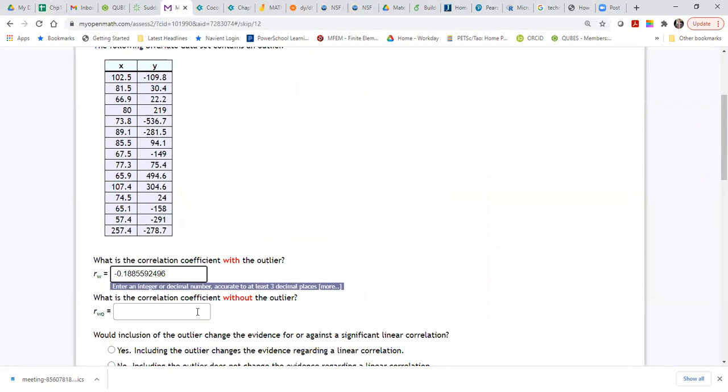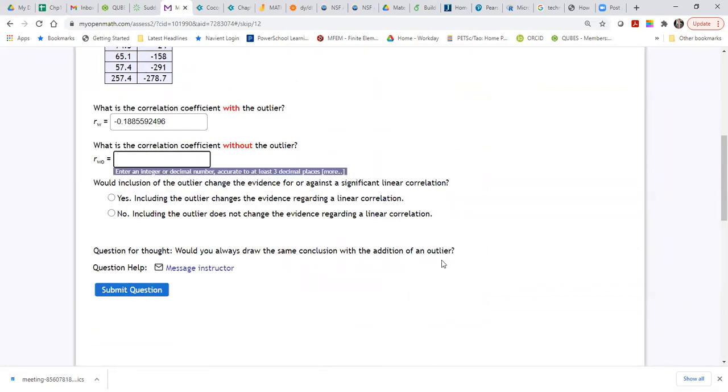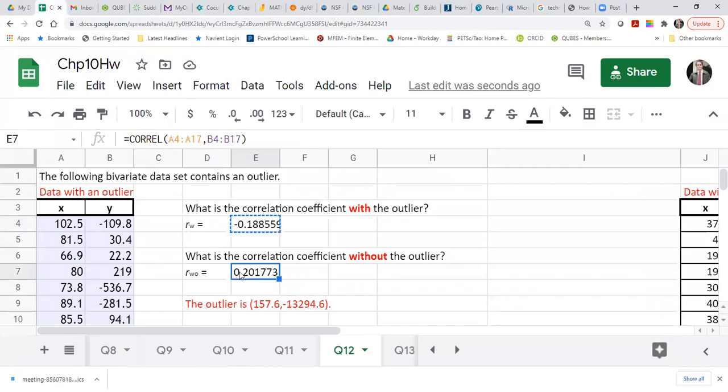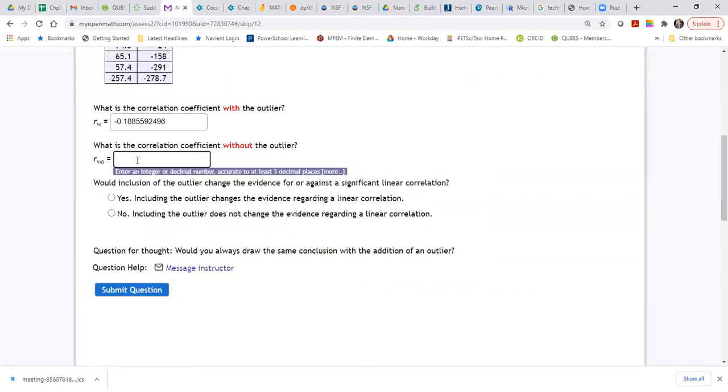And then you need to put in this. Yeah, so now you need to copy the one without outlier, okay? This one here. Okay, so put it there. And you can compare between these two, right? One has negative correlation, and the other one has positive correlation. But the numbers are really close. Both of these numbers are really close to zero.